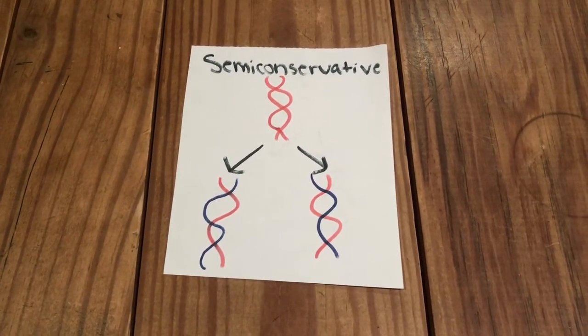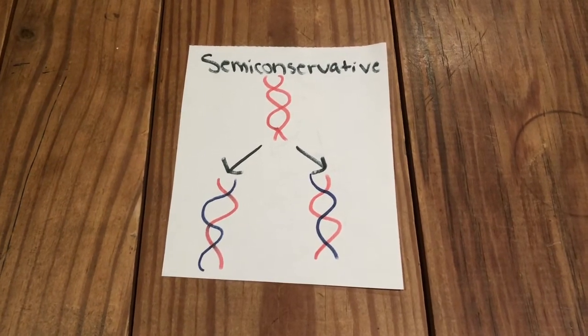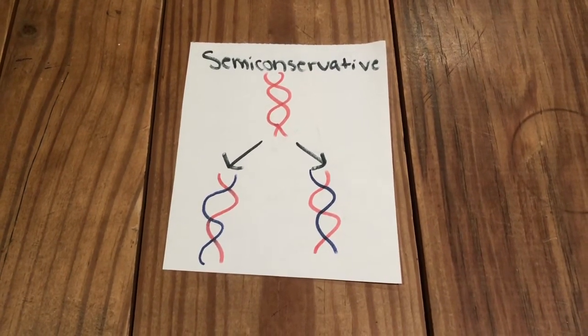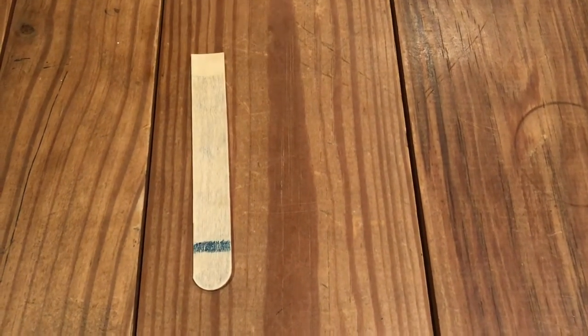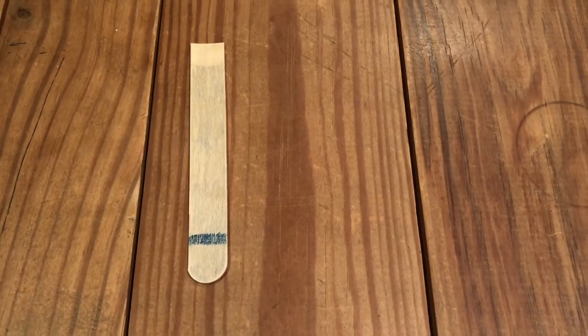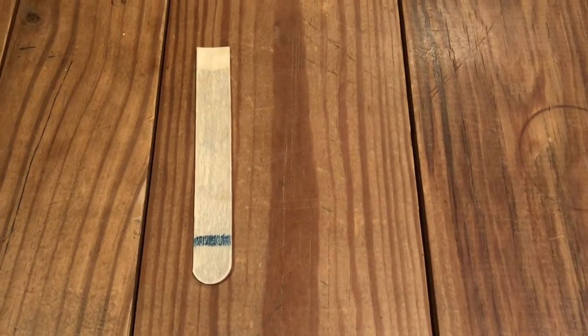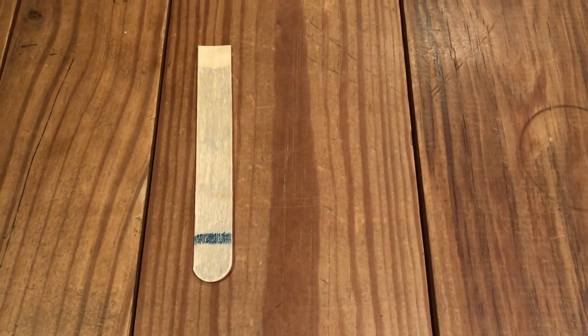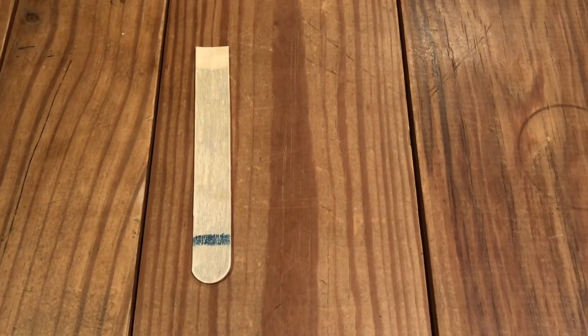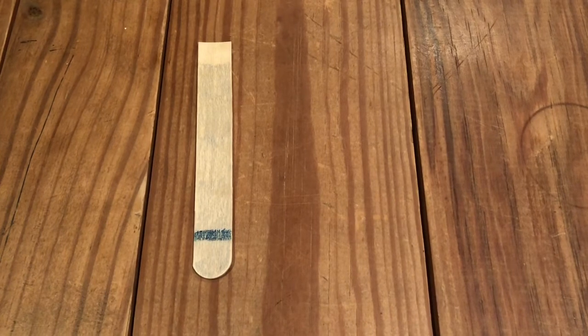In the experiment, Meselson and Stahl grew E. coli cells in 15N, which is a heavy isotope of nitrogen. They took a sample of the DNA and used equilibrium density gradient centrifugation to distinguish the nitrogen. Only the heavy nitrogen was present. Next, they added 14N, which is a normal nitrogen, to the E. coli and allowed them to replicate.